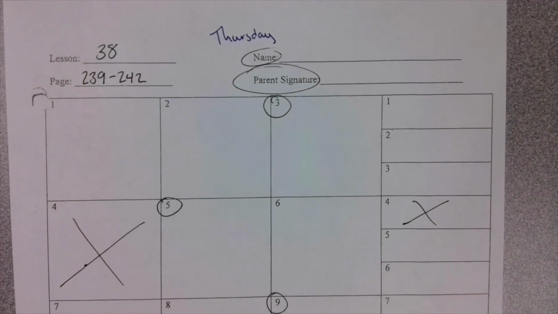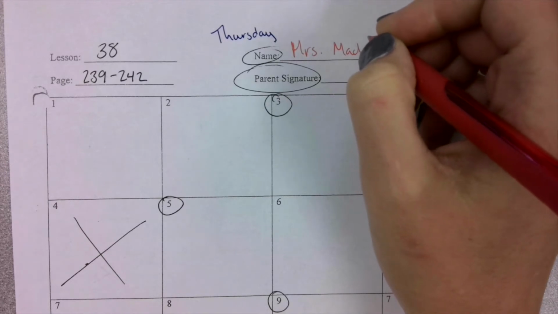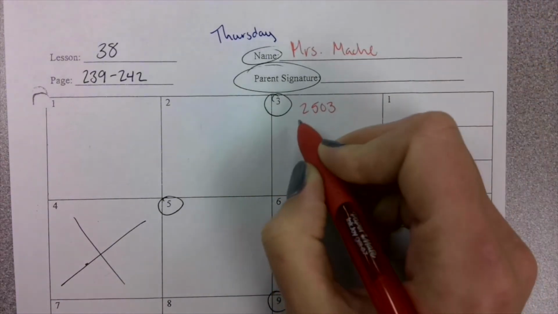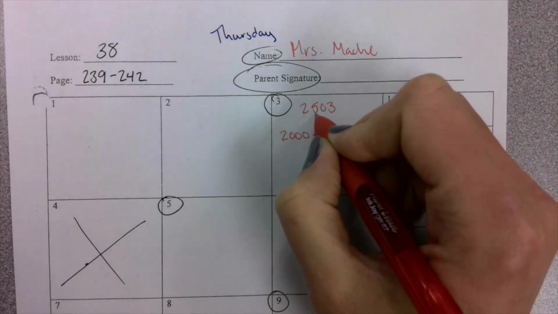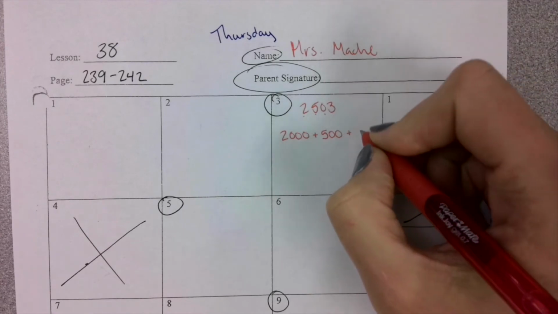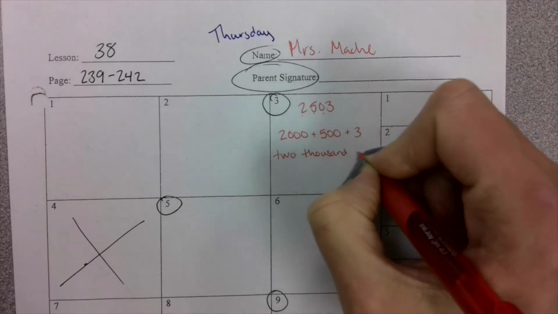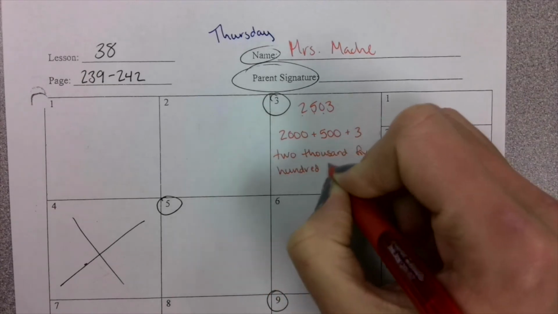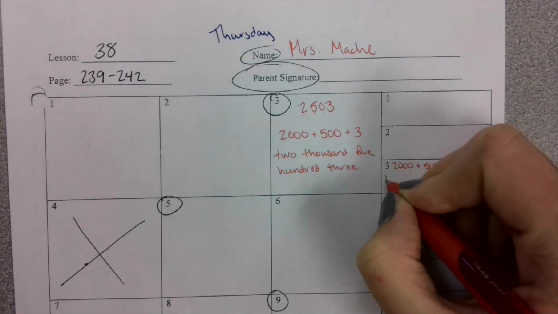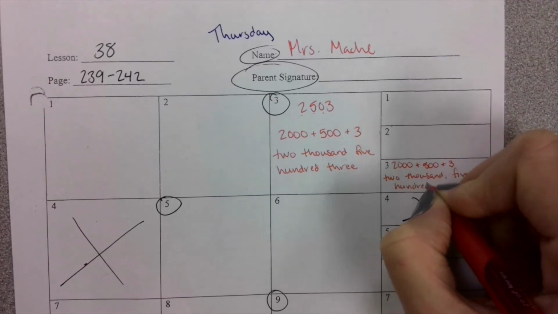Make sure you've got your name at the top, and then let's start with number 3. Number 3 says, write 2,503 in expanded form, then use words. So 2 in the thousands place is going to be 2,000 plus a 5 in the hundreds place, 500 plus 0 here, so we don't have to write that, plus 3 in the ones place. Then we could write 2,503. 2,000 plus 500 plus 3.